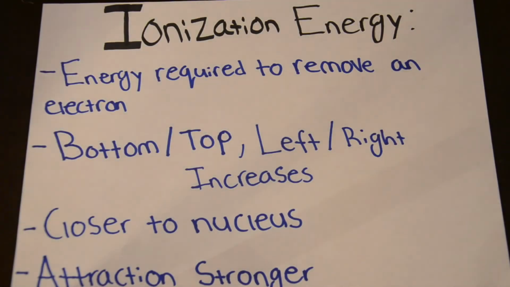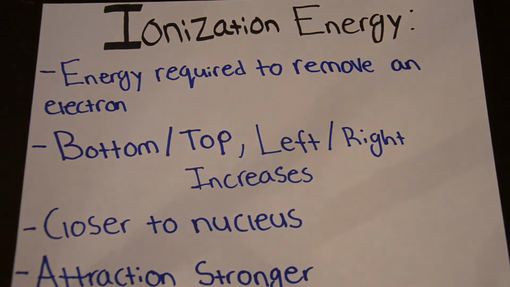When we talk about ionization energy, we're talking about the energy required to remove an electron. And ionization energy is the complete opposite of electron affinity. When you go from bottom to top, left to right, the ionization energy increases. The reason is that it's closer to the nucleus and the attraction is stronger.